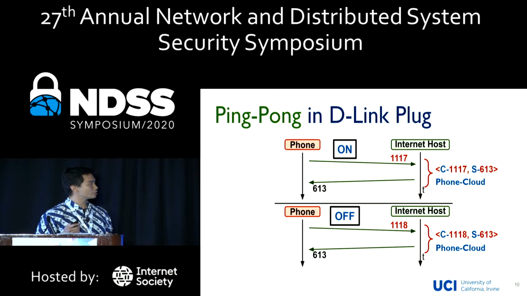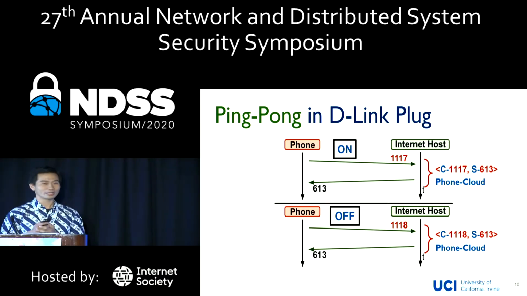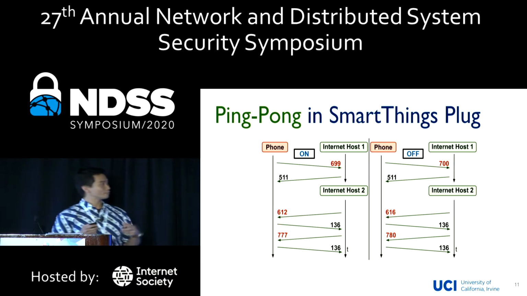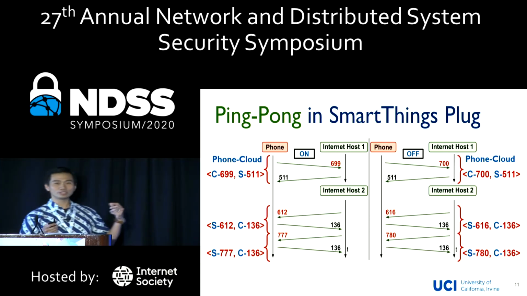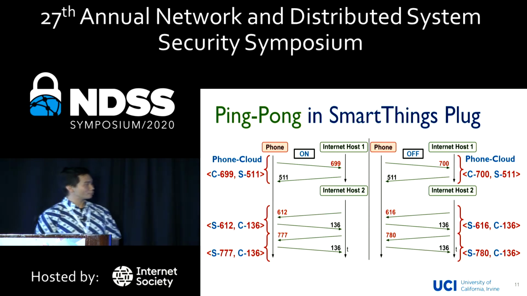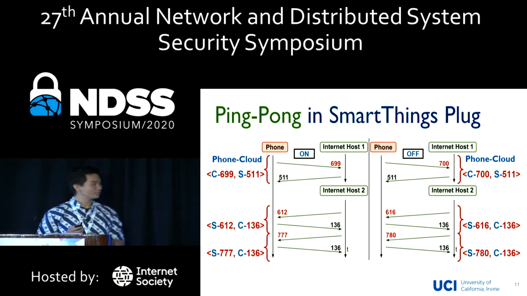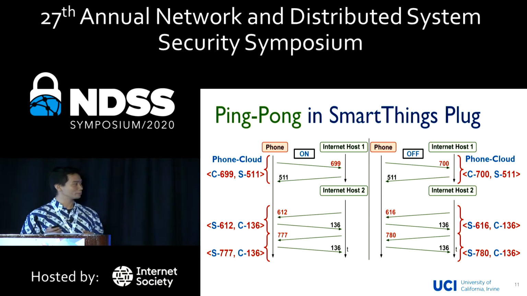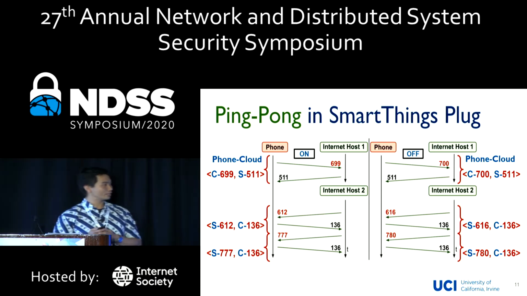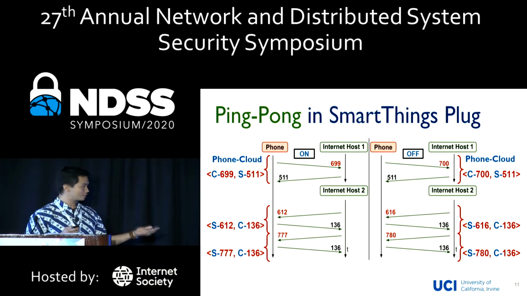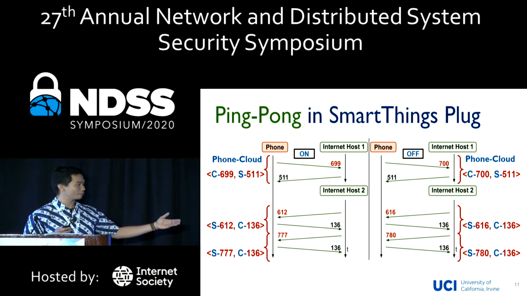Similarly, we observe a similar deterministic packet pair for the D-Link plug, although this time it appears in the phone-cloud communication. And once again, for the SmartThings plug, we observed a similar request-reply pattern, but this time the pattern is more complex. And this appears in the phone-cloud communication. We can see here 2 TCP connections going on between the phone and the cloud. The first one on top, the phone and host number 1, the first TCP connection contains one sequence of packets that consists of one pair of request-reply packets. At the bottom, we can see the second TCP connection between the phone and host 2. And it consists of a sequence of packets that contains 2 pairs of request and reply packets.